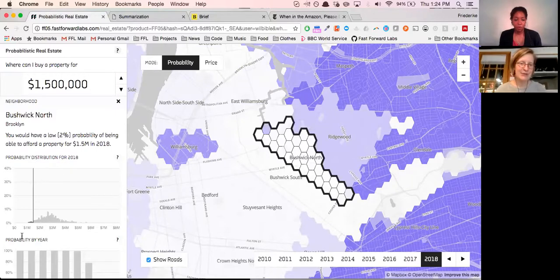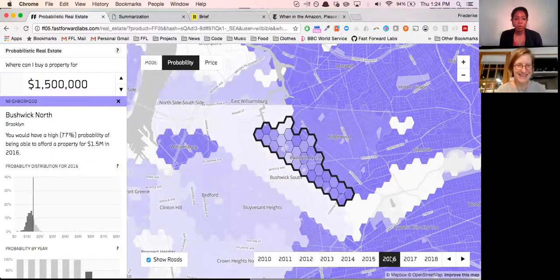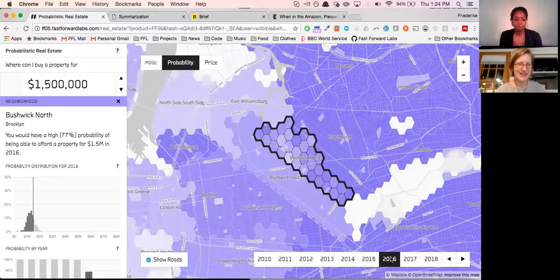We see the full probability distribution for 2018. If we go back, we see that it is shifting, and that there are more properties on the affordable side. So feel free to look it up. If you go to our blog, you can see the release and you can play with it.